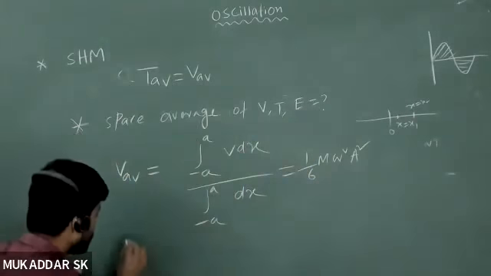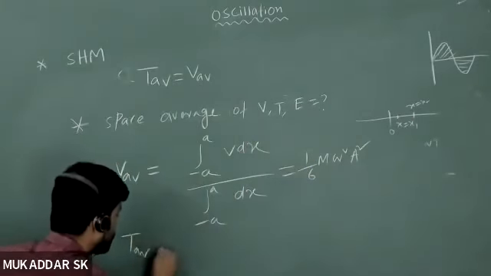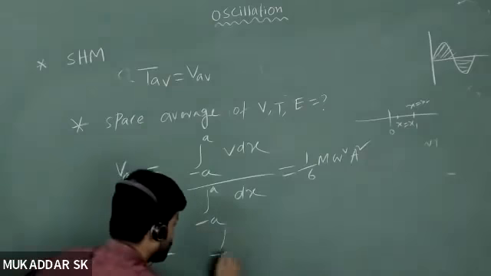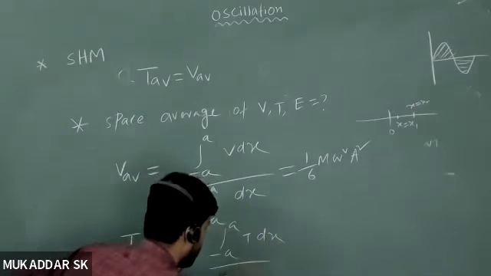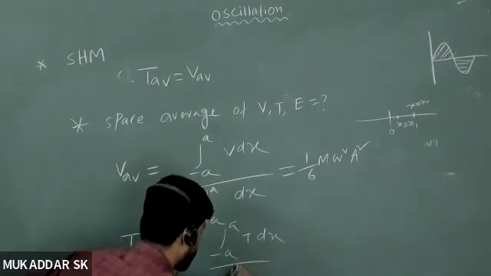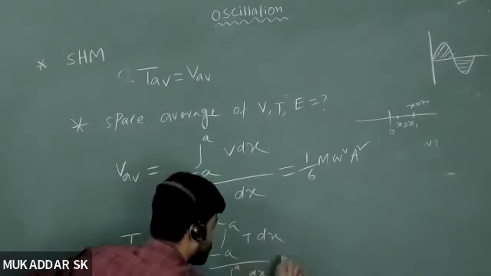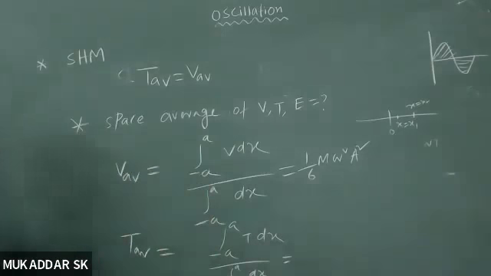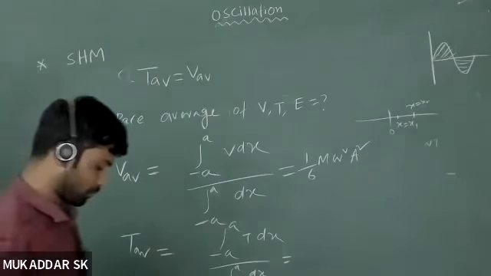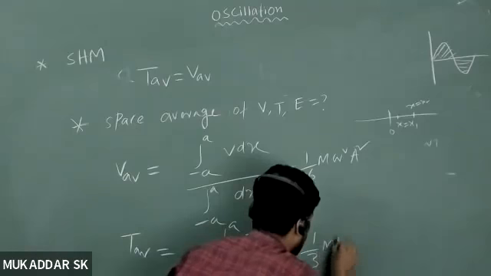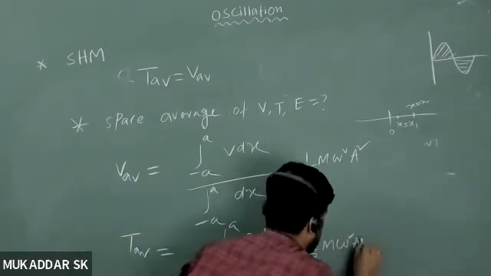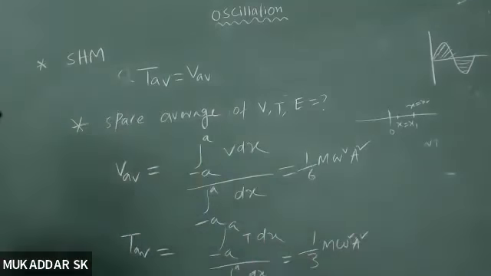And if you calculate the kinetic energy space average, you will get integral minus A to A of T dx divided by integral minus A to A of dx. If you calculate it, how much will you get? 1 by 3 m omega square A square. Okay?